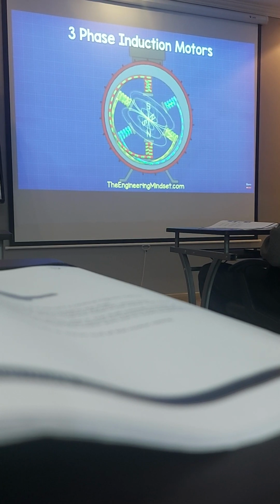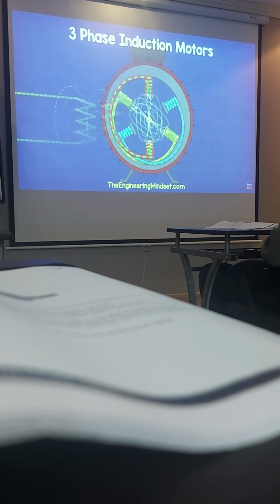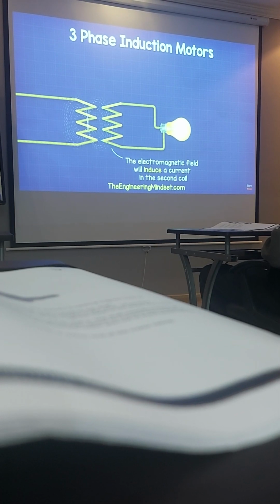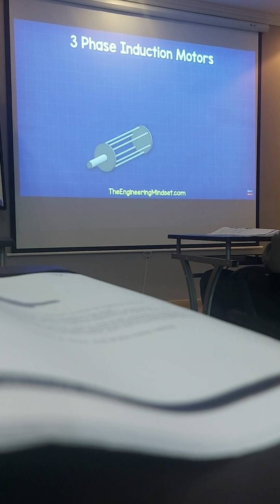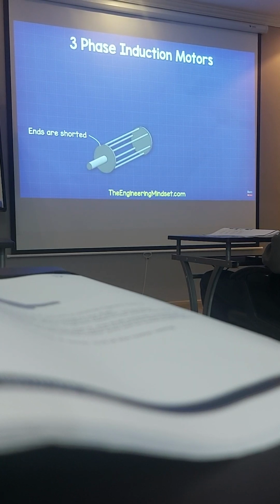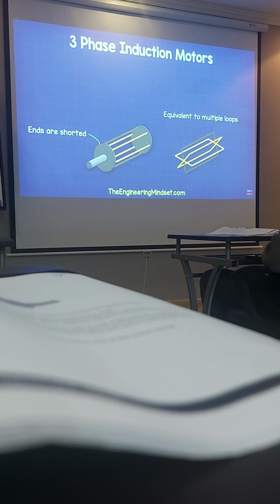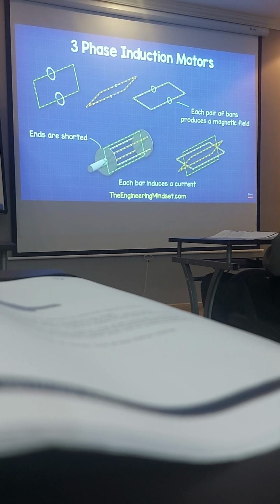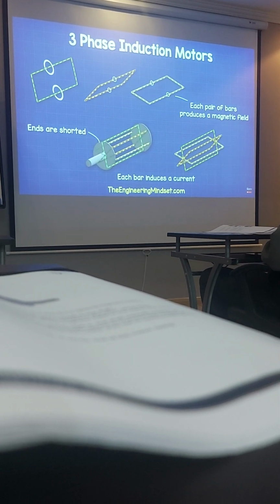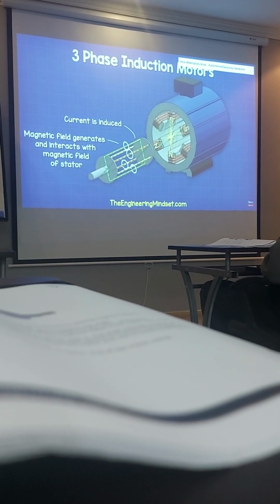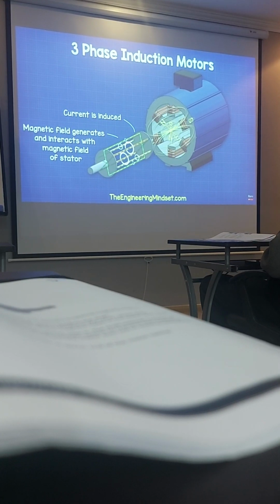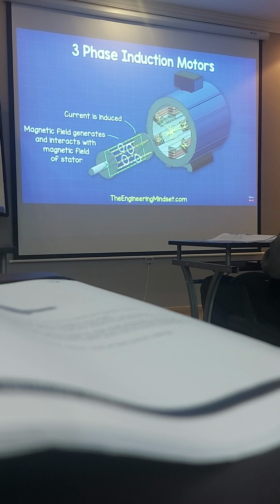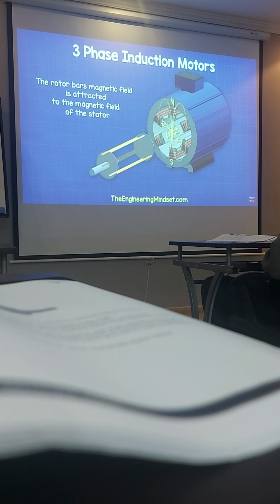We saw earlier in this video that current can be induced into a second coil when in close proximity. The bars of the squirrel cage are shorted at each end, which therefore creates multiple loops or coils. Each bar therefore induces a current and creates a magnetic field. The magnetic field of the rotor bars interacts with the magnetic field of the stator. The rotor bar's magnetic field is attracted to the magnetic field of the stator.